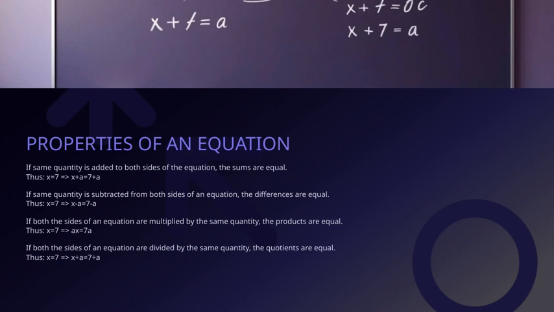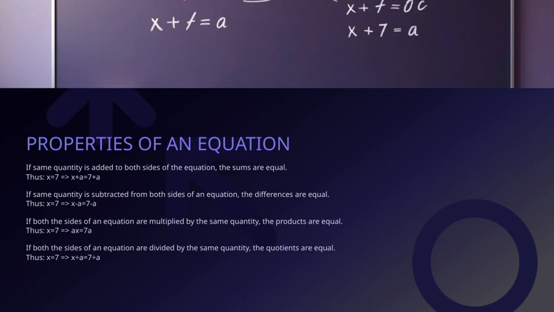Next, if we subtract the same quantity from both sides, the differences stay equal. So, starting again with x equals 7, subtracting a from both sides results in x minus a equals 7 minus a. Moving on, if we multiply both sides of an equation by the same number, the products are equal. For instance, if x equals 7, then multiplying both sides by a gives us ax equals 7a. And similarly, if we divide both sides by the same number, the quotients are equal. So, x divided by a equals 7 divided by a.